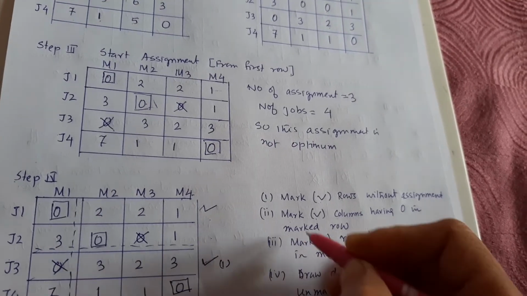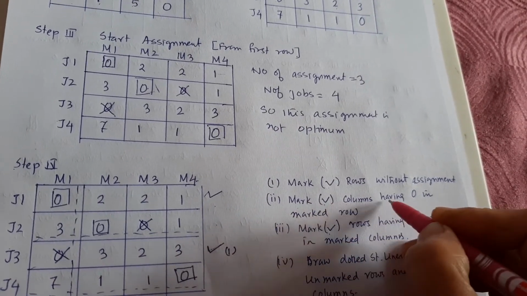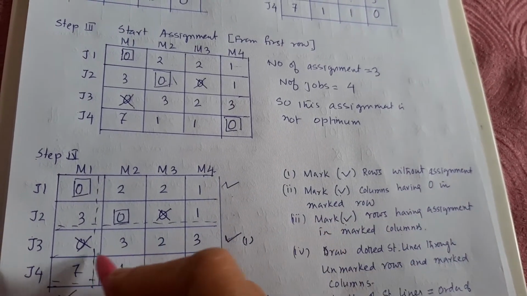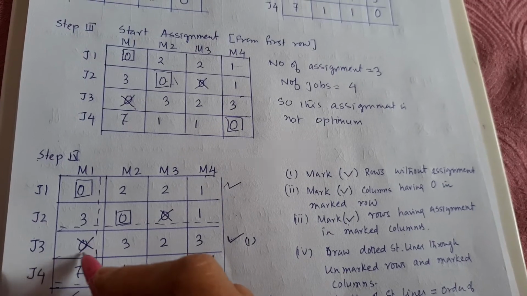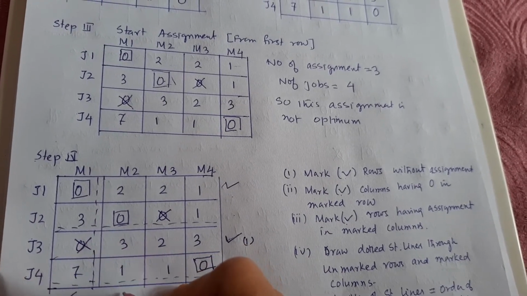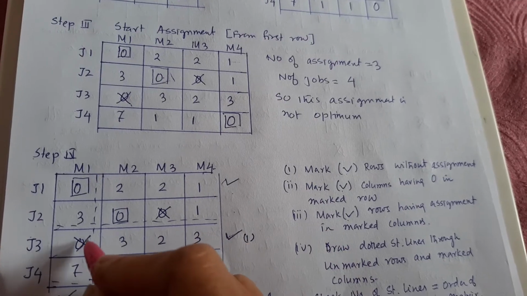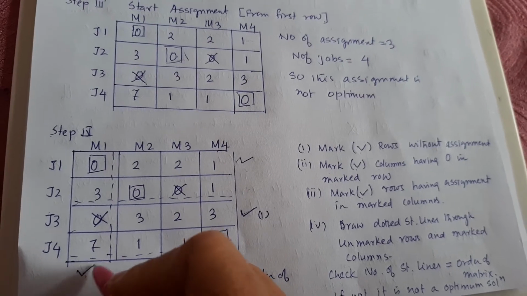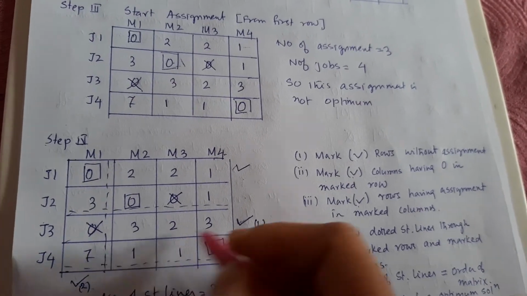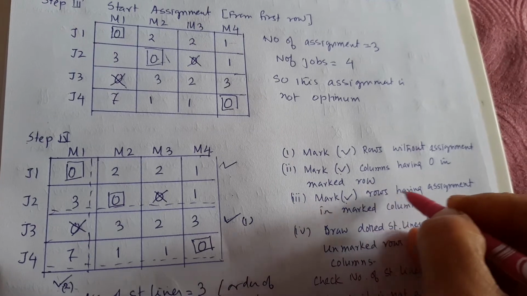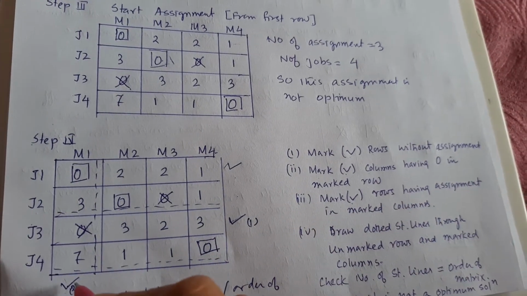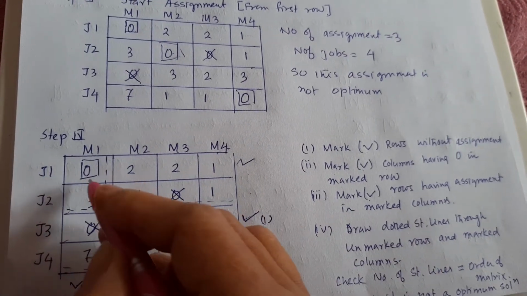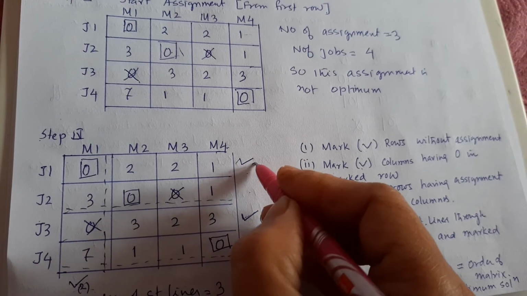The second tick is to mark the columns having 0 in the marked row. The marked row is this one. Is there a 0 in this column? If there are zeros here, you have to tick here also. There is only one 0 here, and even if it is a crossed one, you have to mark the column. I am marking here. This is your second marking. The third marking is to mark rows having an assignment in the marked column. Looking into the rows of that marked column, this row is already marked, but there is an assignment here which is not marked. So I am going to mark here. This is your third marking.